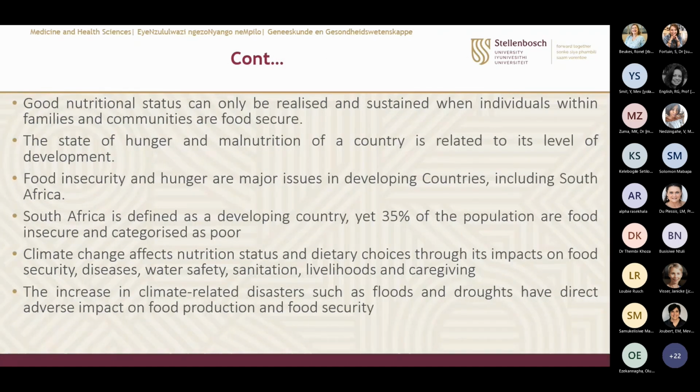Nutritional status can only be realized and sustained when individuals within families and communities are food secure. So climate change does affect the nutritional status and dietary choices through its impacts on food security, diseases, water safety, sanitation, livelihoods, and caregiving. So the increase in climate-related disasters does have a direct adverse impact on food production and food security.